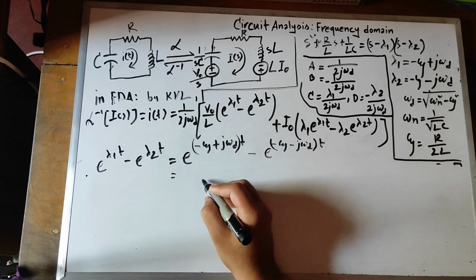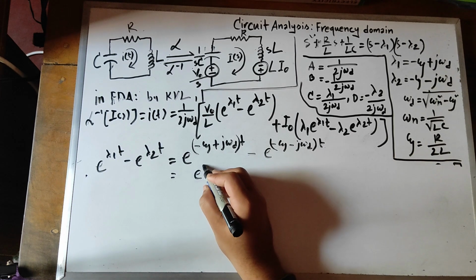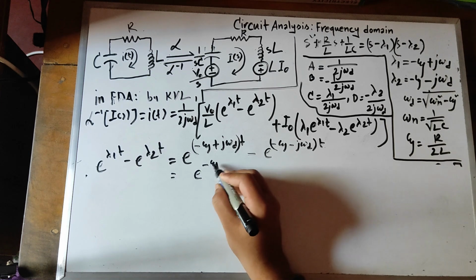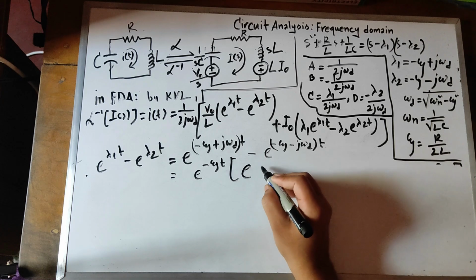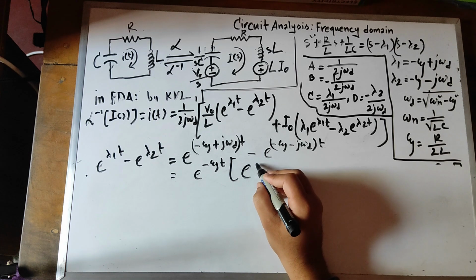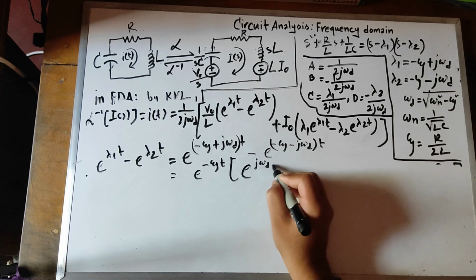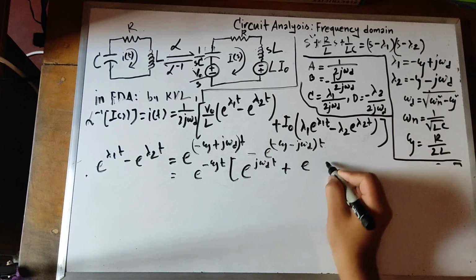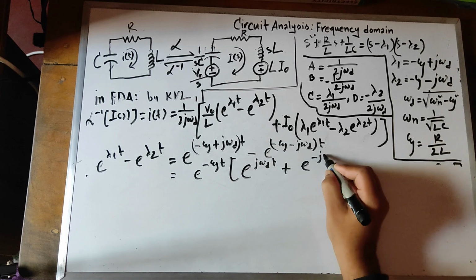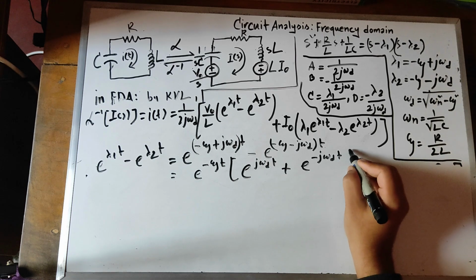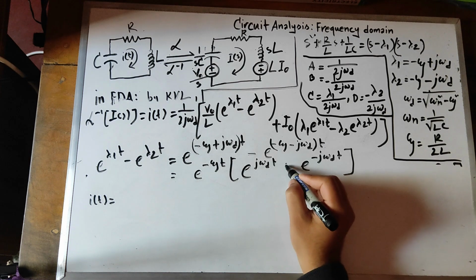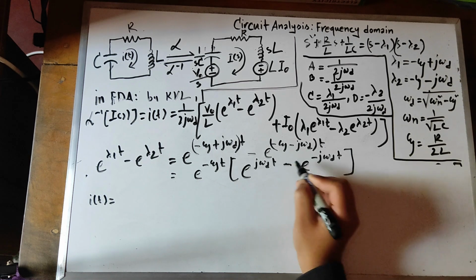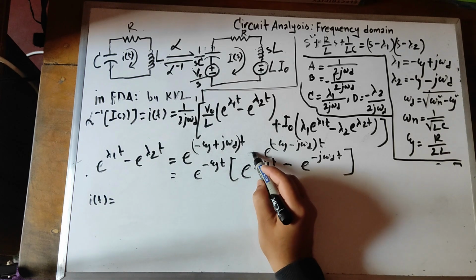If we take the common term out, e to the power minus psi, which is the damping factor, t, it will leave inside the brackets e to the power j omega d t plus e to the power minus j omega d t. So it will be minus. Here there is minus, not plus.